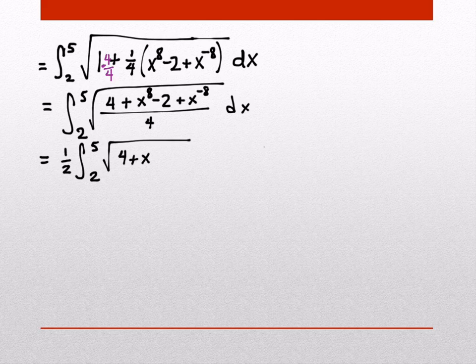You know what? Let's actually combine these pieces. There's no reason not to. This is x to the 8th. I've got a positive 4 and I've got a negative 2. So that's going to give me positive 2, right? Plus x to the negative 8th dx. It's looking a lot better, isn't it?